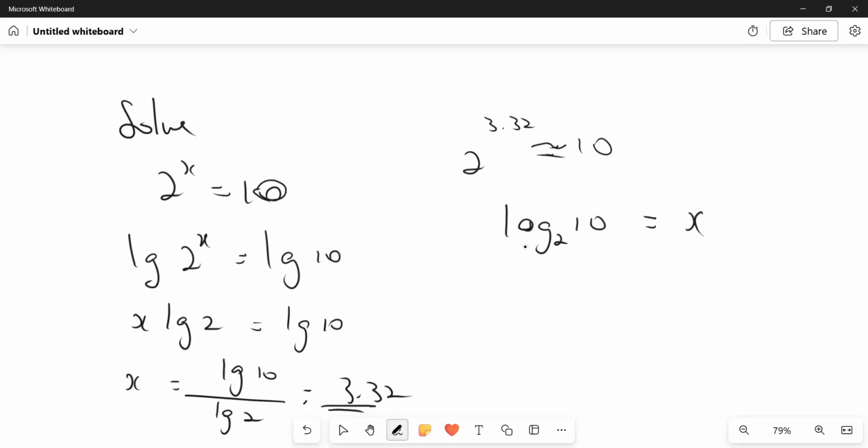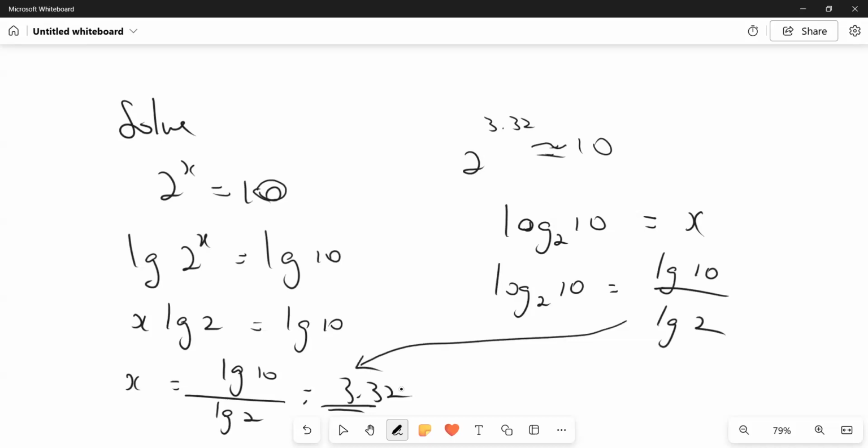So using the change of base formula, you don't want base 2 because you don't have a calculator that will work in base 2. So the logarithm of 10 with a base of 2 is the same as, let's say you use log 10 over log 2. Isn't that the same thing here? Which is 3.32.